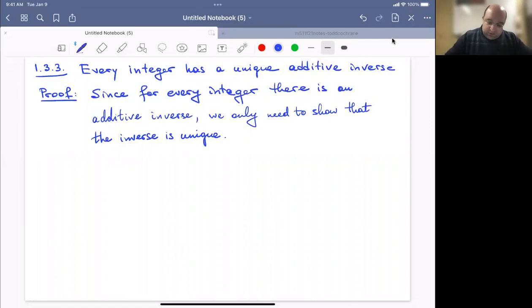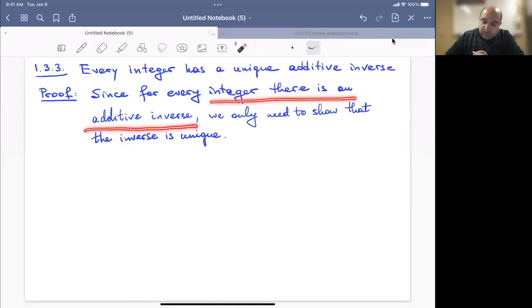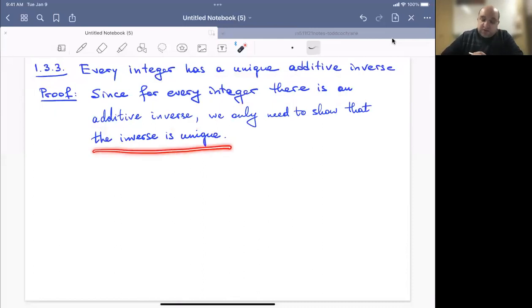Okay, we're continuing to establish some of the properties of integers using just the axioms. And the next property we're going to establish is the fact that every integer has a unique additive inverse. To show this, we already know that for every integer there is an additive inverse. That was the axiom of the additive inverses. So the only thing to show in this exercise is that the inverse is unique.